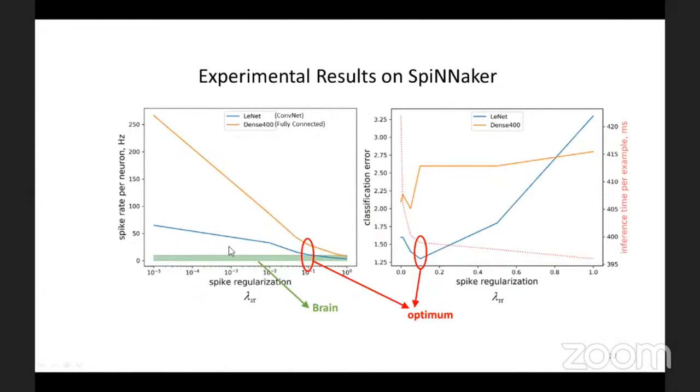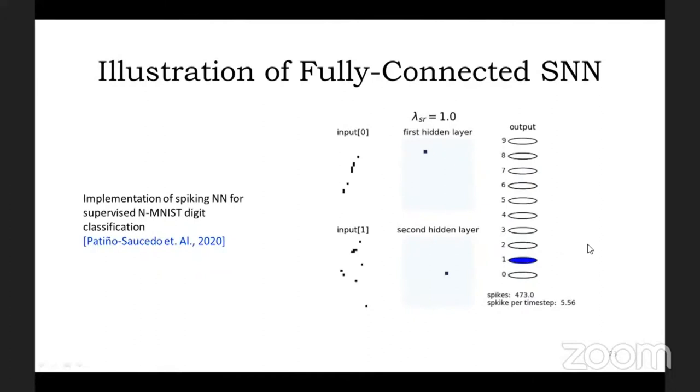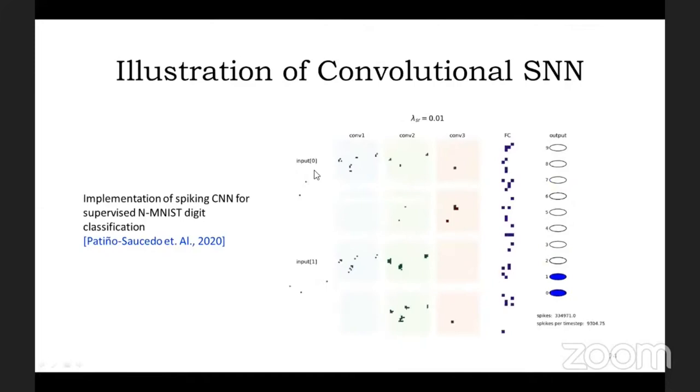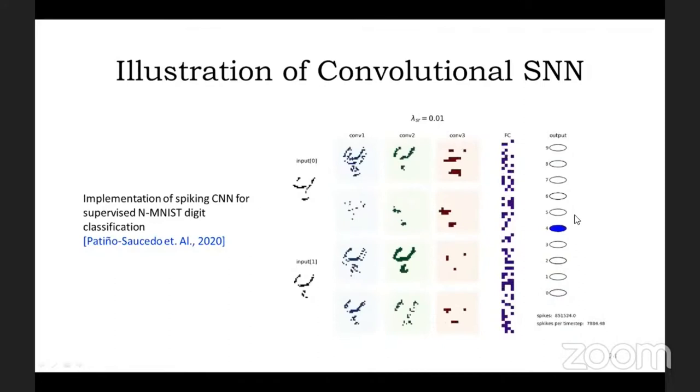And actually, if we compare this with a classification error, we can see that the optimum was actually for lambda equals 0.1, which is around here. So we got the optimum recognition for actually low internal activity. And actually, the internal activity was about 0.1 hertz, which is similar to what the brain actually has in biology. And here are some recordings of what's happening. This was for a fully connected network, and this is for the convolutional neural network, the input layer coming from the N-MNIST dataset and the output recognition.